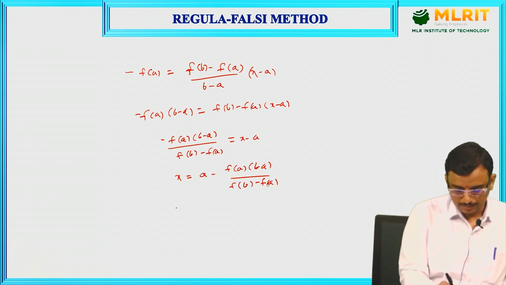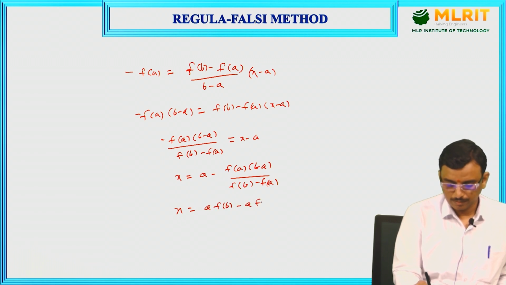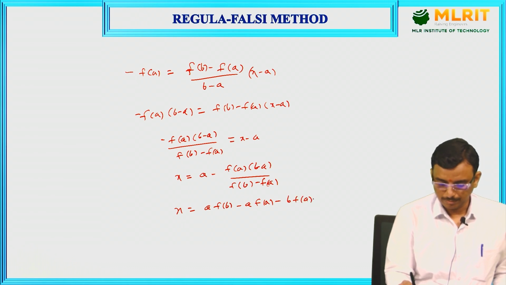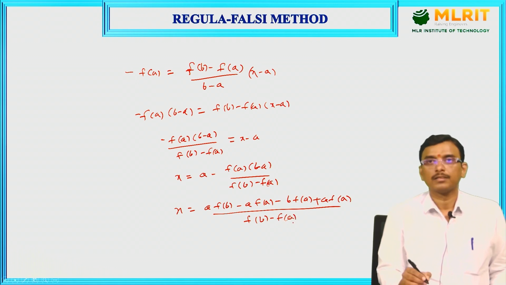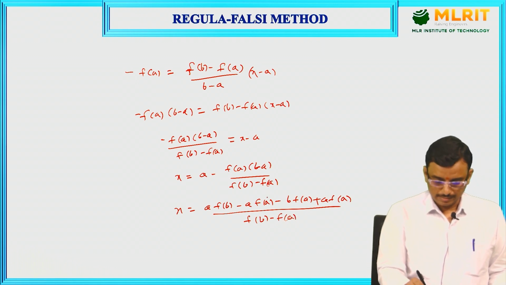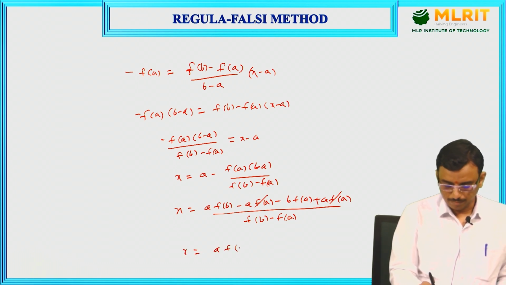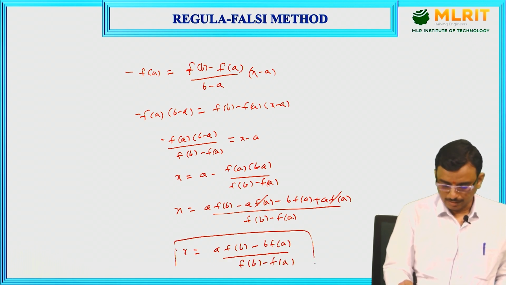Now take the LCM of this. We get x is equal to a into f of b minus a into f of a minus b into f of a, minus into minus plus. So we take a into f of a, so this is b minus a, divided by f of b minus f of a. Now we can cancel minus a into f of a and plus a into f of a. So x is equal to (a into f of b minus b into f of a) by (f of b minus f of a). This is the new root.